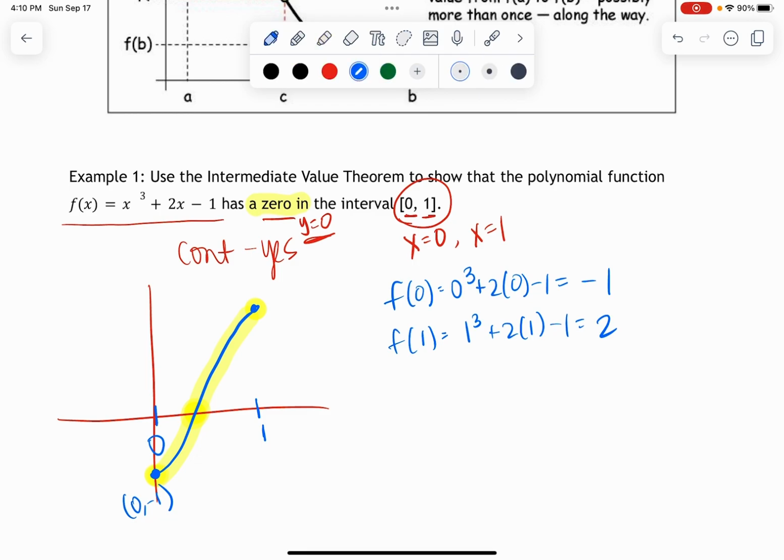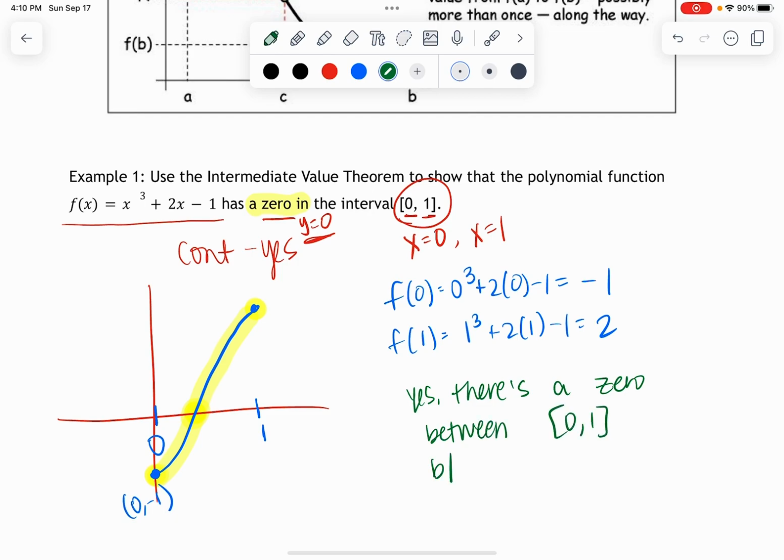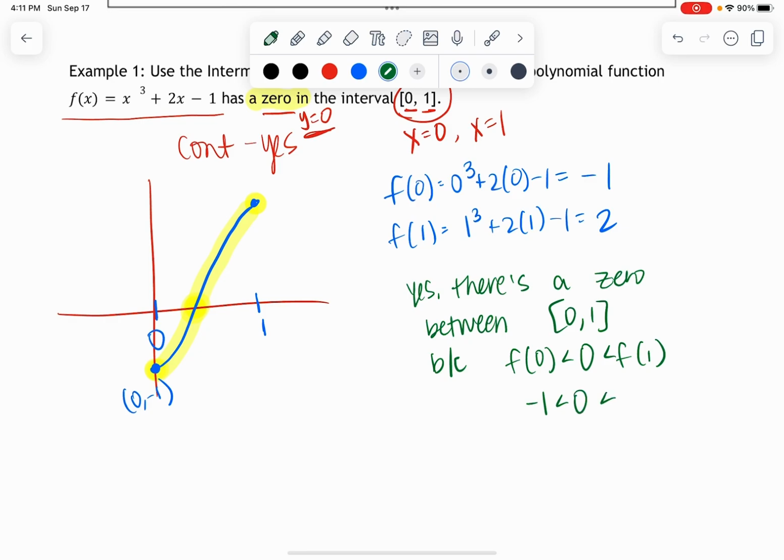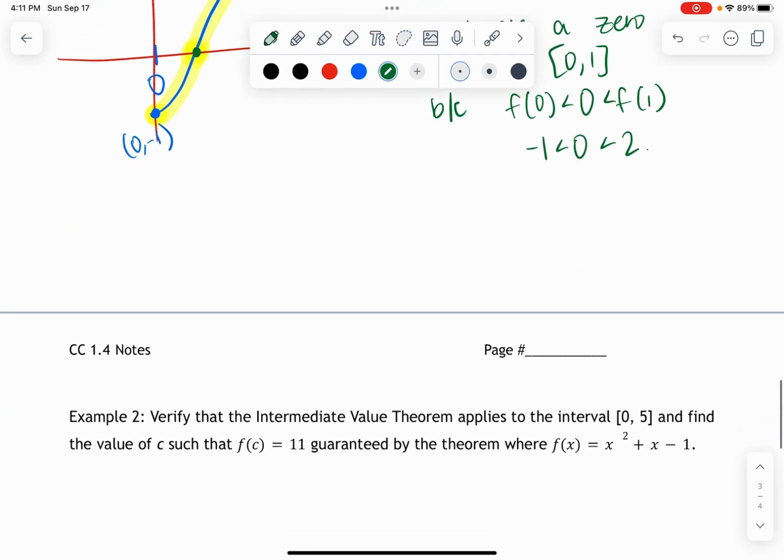How we would finish writing that is we would say, yes, there's a 0 between 0 and 1, because f of 0 is less than 0, and that's less than f of 1. And those values were negative 1 and 2. Now, when we do the second one, it asks us to actually find it. We could find what this value is if they asked us, but they didn't ask us in this question. So we'll do the next one.